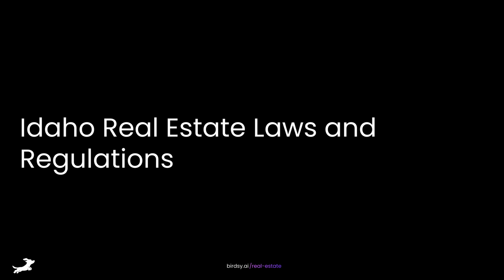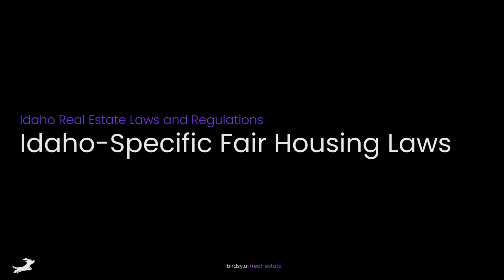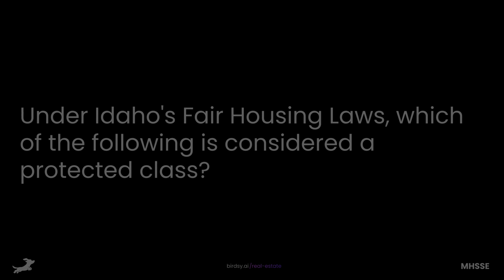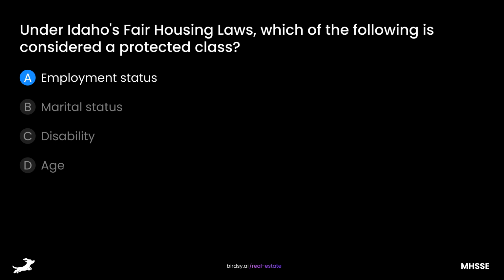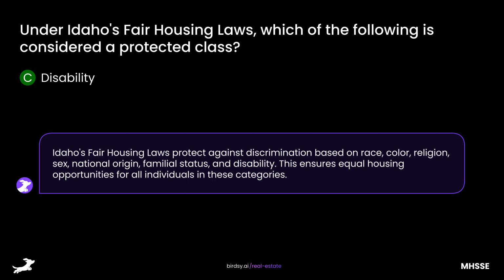Let's continue with Idaho real estate laws and regulations. Idaho-specific fair housing laws. Under Idaho's fair housing laws, which of the following is considered a protected class? Is it A, employment status, B, marital status, C, disability, or D, age? The answer is C, disability. Idaho's fair housing laws protect against discrimination based on race, color, religion, sex, national origin, familial status, and disability. This ensures equal housing opportunities for all individuals in these categories.